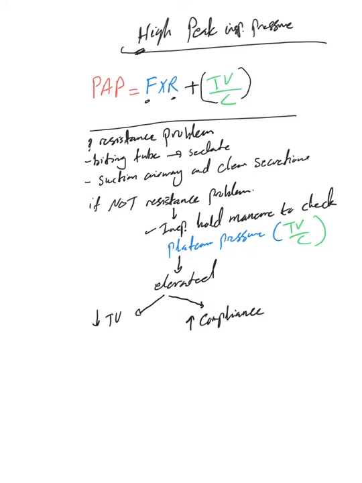As we just talked about in the first video, when the alarm goes off for high peak inspiratory pressure, check if it's a resistance problem or not. Is the patient biting the tube? If so, sedate the patient or control his pain in a better way. The next thing we do, and I recommend doing it regardless, is suction the airways and clear any secretions or mucus plugs. Again, this is routine care that the nurses usually do on a daily basis on any intubated patients.